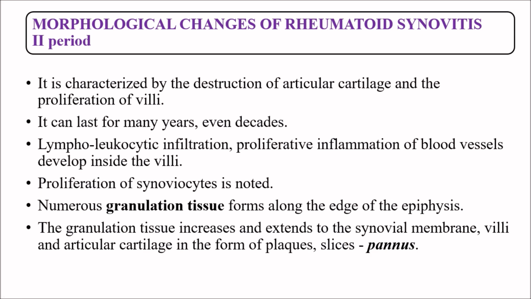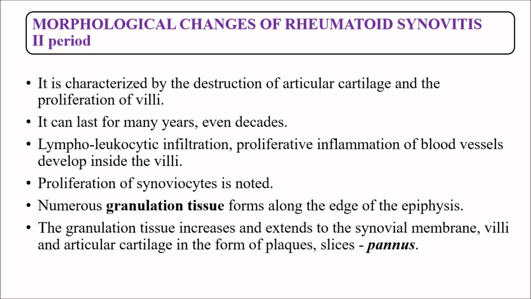In the second period of the synovitis, the destruction of the articular cartilage develops and the villi proliferate. It can last for many years, even decades. Lympholeukocytic infiltration, the proliferative inflammation of blood vessels, develops inside the villi. Also, the proliferation of the synoviocytes is noted here, that is, epithelial cells that cover the synovial membrane, and numerous granulation tissue forms along the ends of the epiphysis.